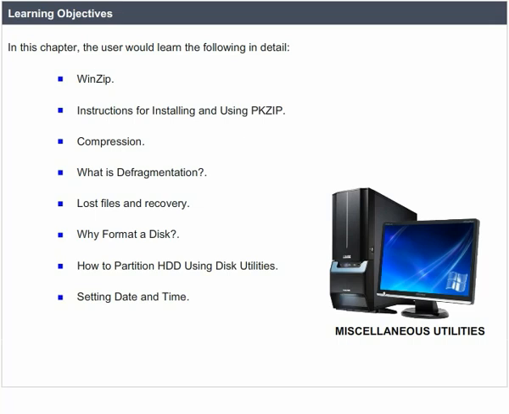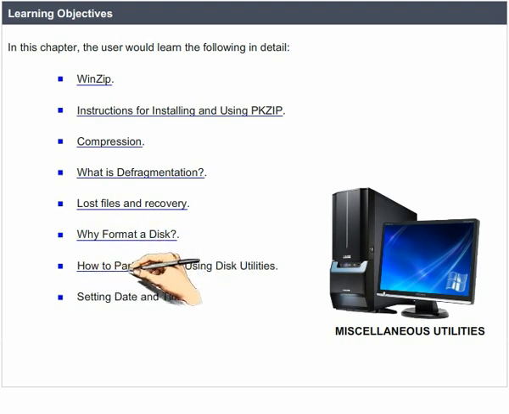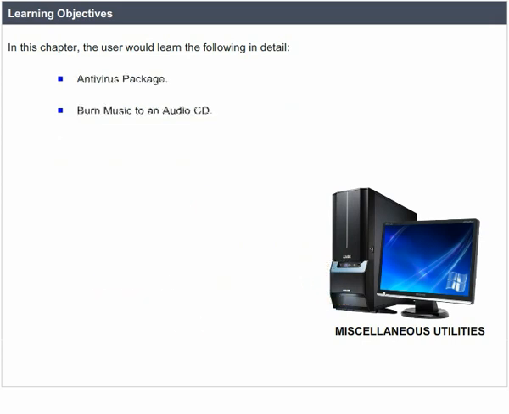Miscellaneous utilities. Learning objectives. In this chapter, the user will learn the following in detail: WinZip, instructions for installing and using pkzip, compression, what is defragmentation, lost files and recovery, why to format a disk, how to partition a hard disk drive using disk utilities, setting date and time, antivirus package, burning music to an audio CD.